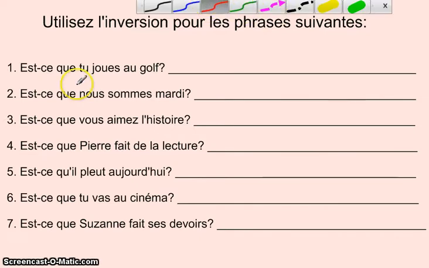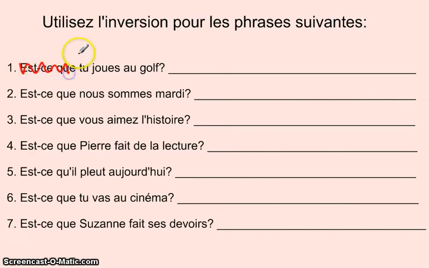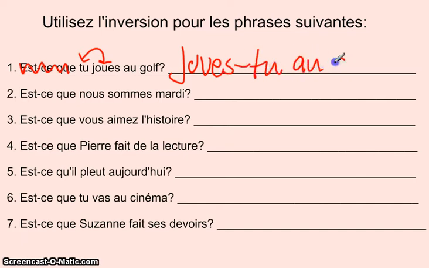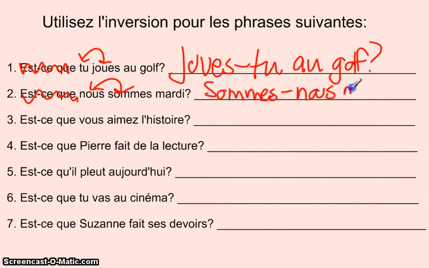Voilà les réponses. Est-ce que tu joues au golf? Je guillotine est-ce que. Je change l'ordre de joue et tu. Alors, joues-tu au golf? C'est facile, n'est-ce pas? Nous sommes calmes et relaxés. Est-ce que nous sommes mardi? Sommes-nous mardi? Numéro 3. Est-ce que vous aimez l'histoire? Aimez-vous l'histoire?